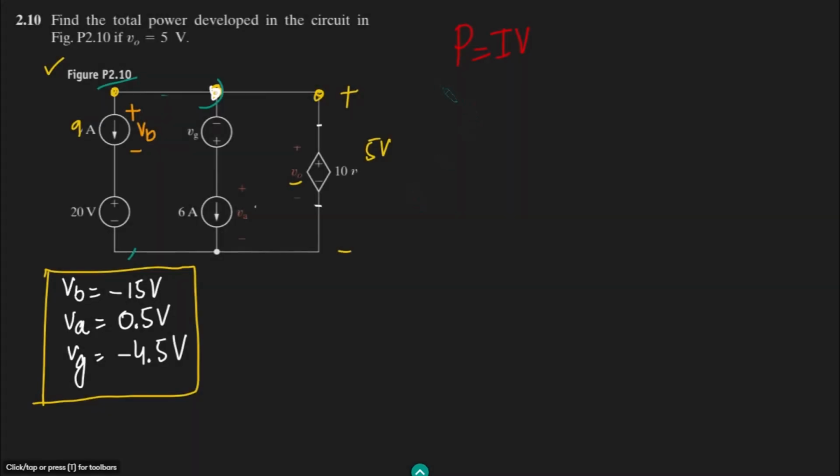Let me use this color here. So this is P9, and in order to find the value of the power here, the formula is this one. The value of current through it, which is 9, is known, and the value of voltage, which is VB, is minus 15. So P is equal to IV here. 9 multiplied by minus 15 is minus 135 watts. And what does this negative denote? It means that this current source basically develops the power of 135 watts.